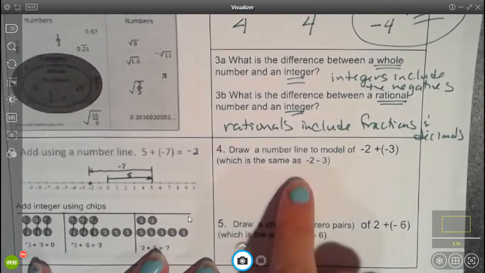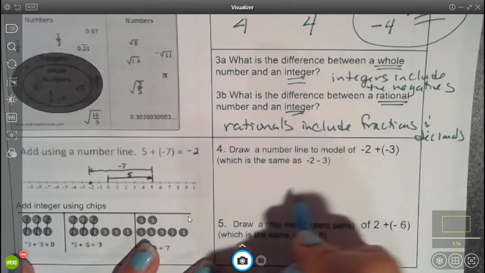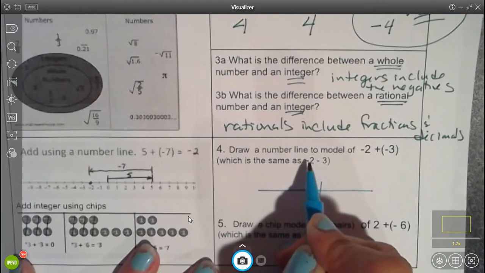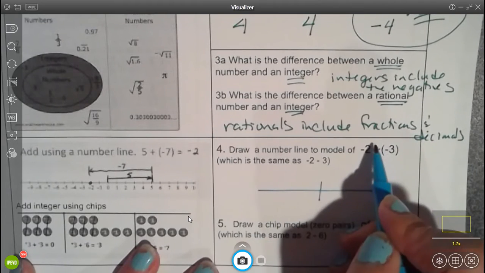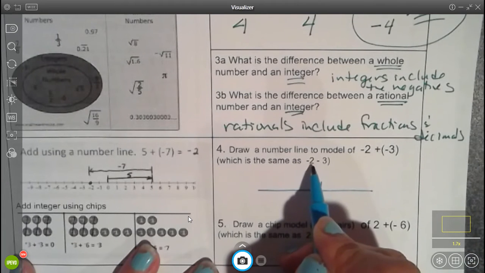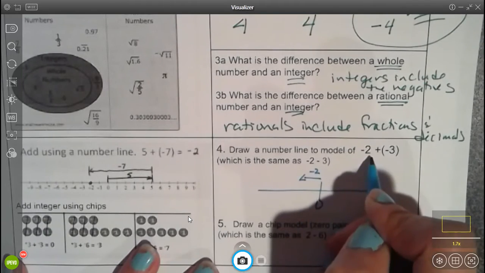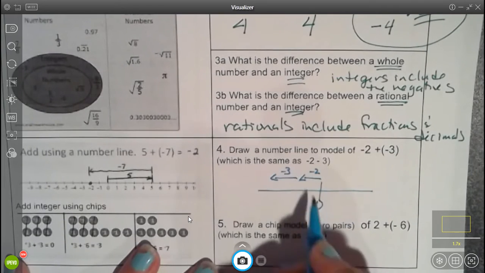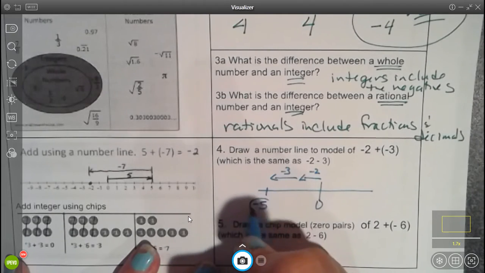So right here, draw a number line to illustrate left 2 and left 3 more. Notice that this addition problem is the same as this subtraction problem of a -2 and a -3, or -2 minus 3. These mean the same thing. A -2 and a -3 is the same thing as -2 minus 3. So here's 0, and this would say go left 2. From that point, I'm going to go left 3 more. So if I went left 2 and left 3 more, I would end up at -5.